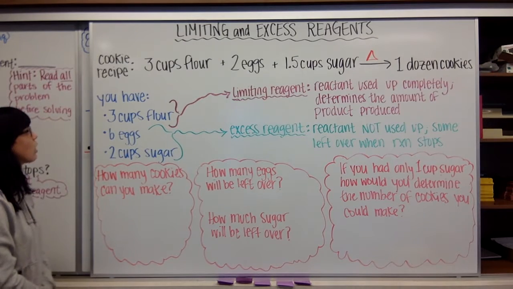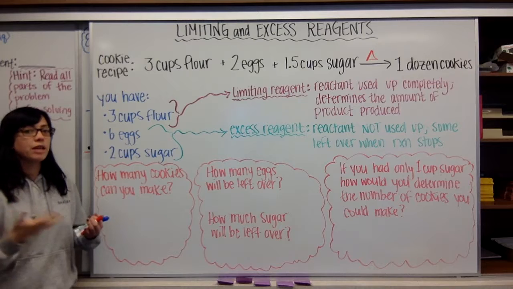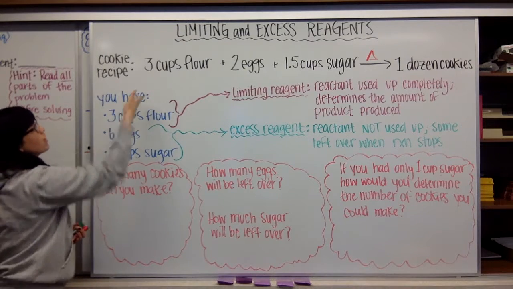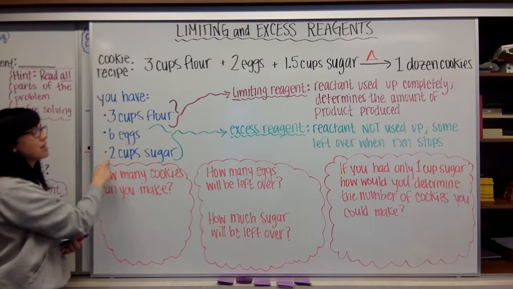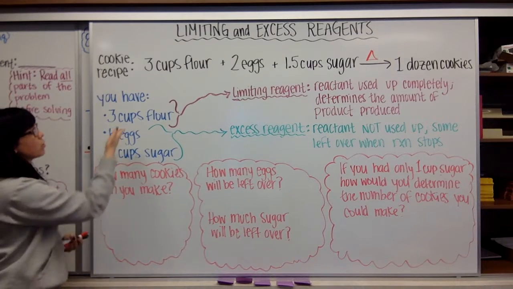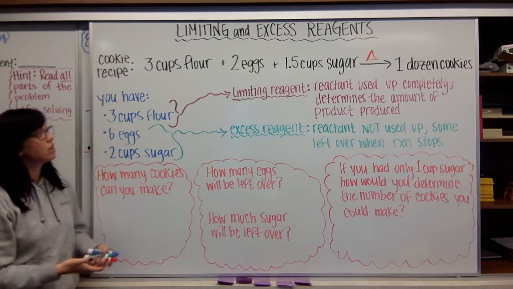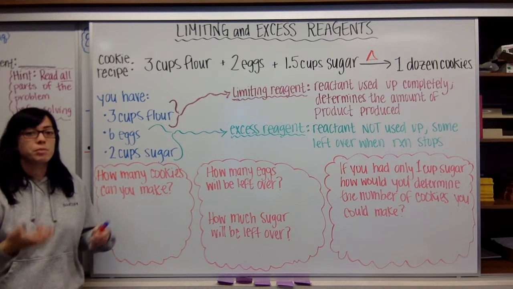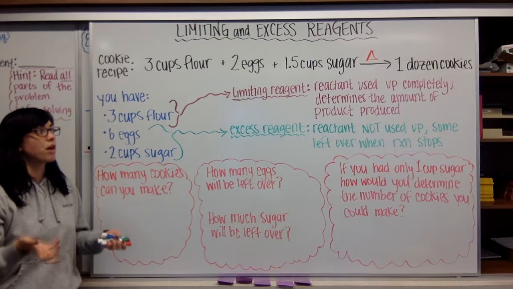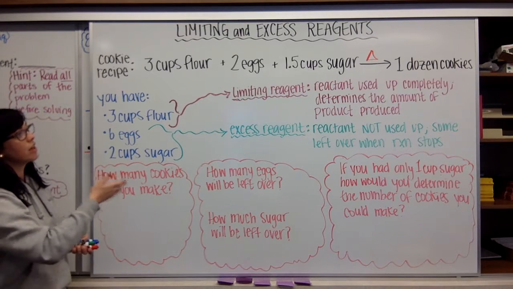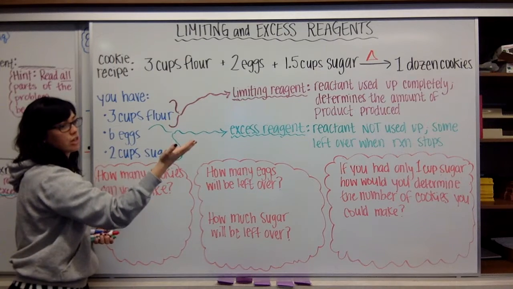If I told you that you had 3 cups of flour, 6 eggs, and 2 cups of sugar, you would be able to tell me that we're going to use up all 3 of those cups of flour to bake this dozen cookies, but we have excess eggs and excess sugar. Now, the 3 cups of flour is what we call our limiting reagent, because it's the reactant that gets used up completely. It gets used up first, and it helps to determine the amount of a product that is actually produced. So it's telling us that 3 cups of flour is going to produce that 1 dozen cookies.